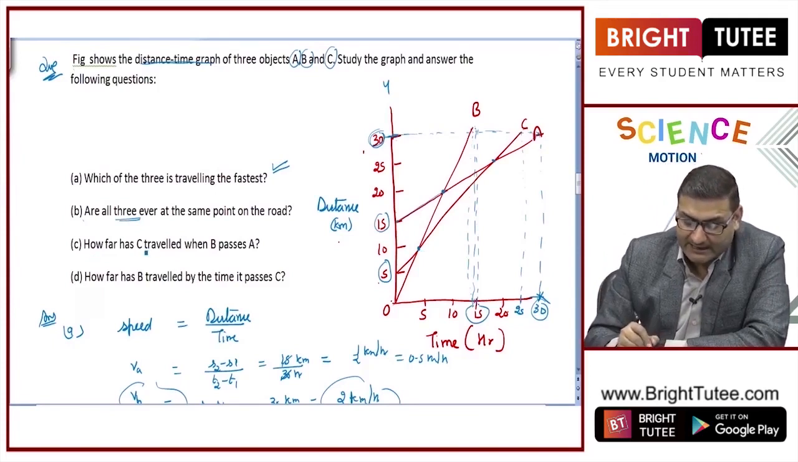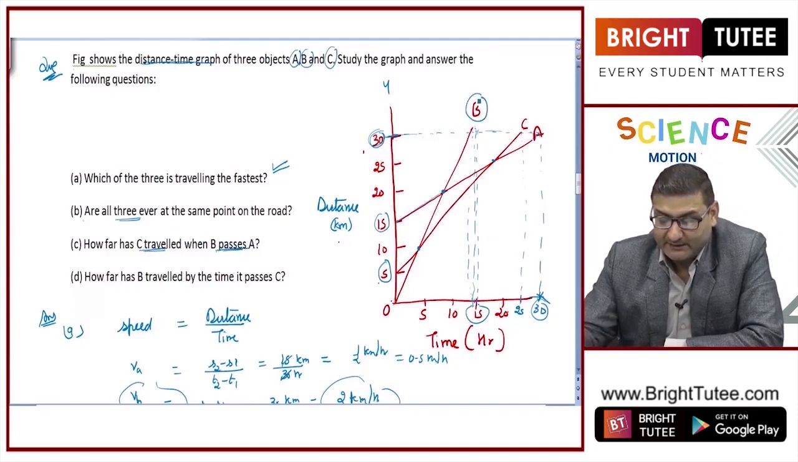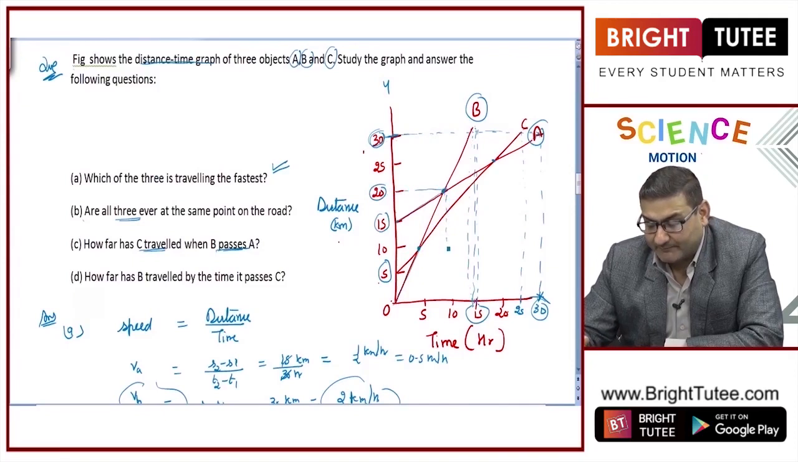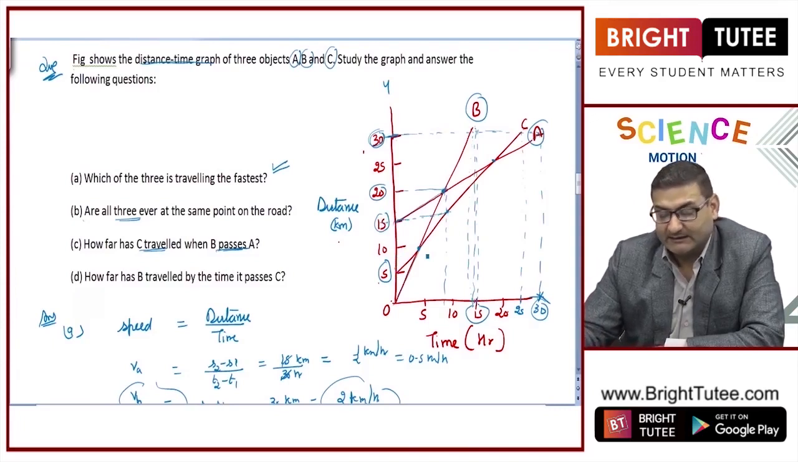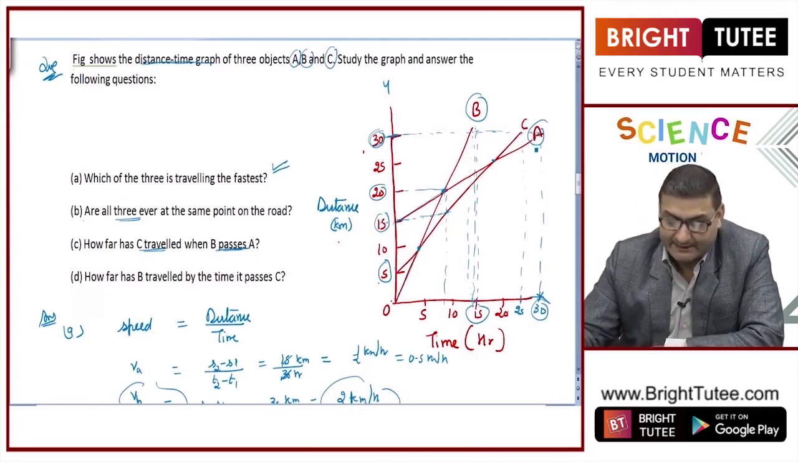Next, how far has C travelled when B passes A? Now this is B, this is A, this line. So B, travelling from 0, is passing A at this particular distance 20, or at this particular time. If we relate, then we need to calculate how far has C travelled. By this particular time, C has travelled a distance of 15 kilometers starting from 5. So it has travelled 10 kilometers by the time B is overtaking or passing A.